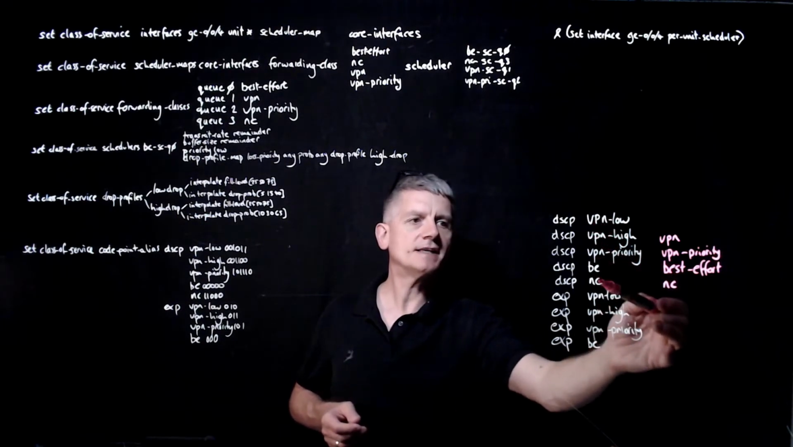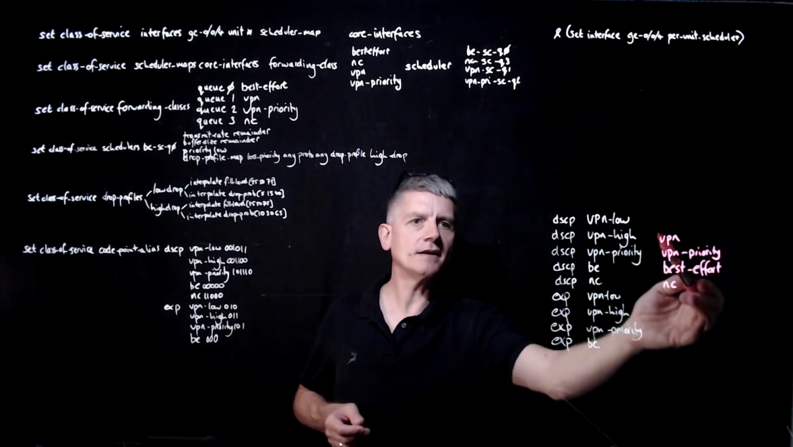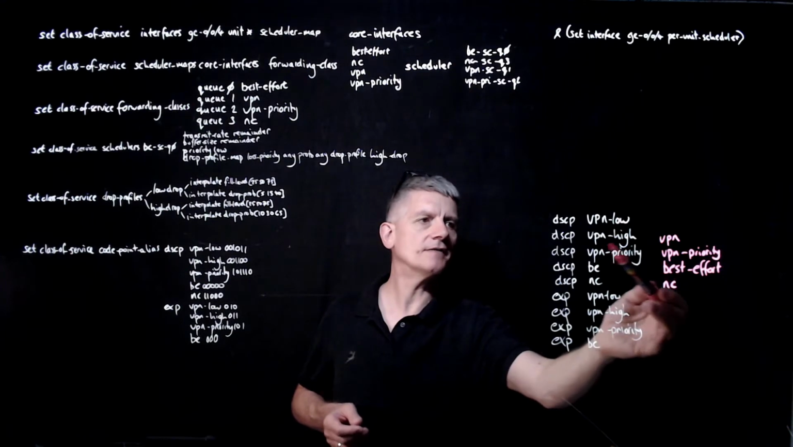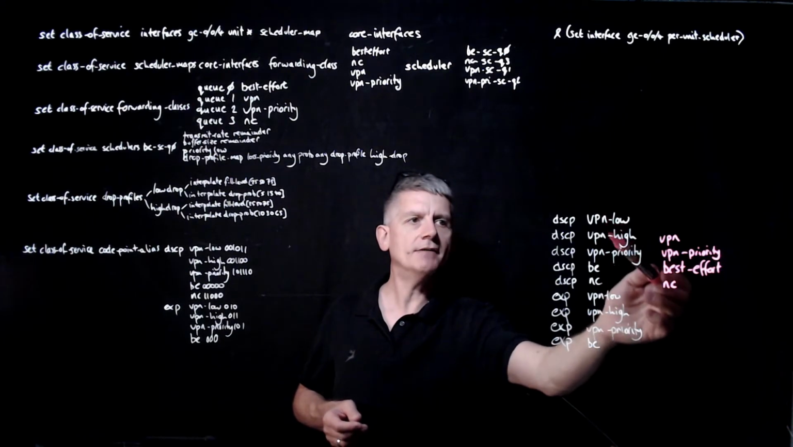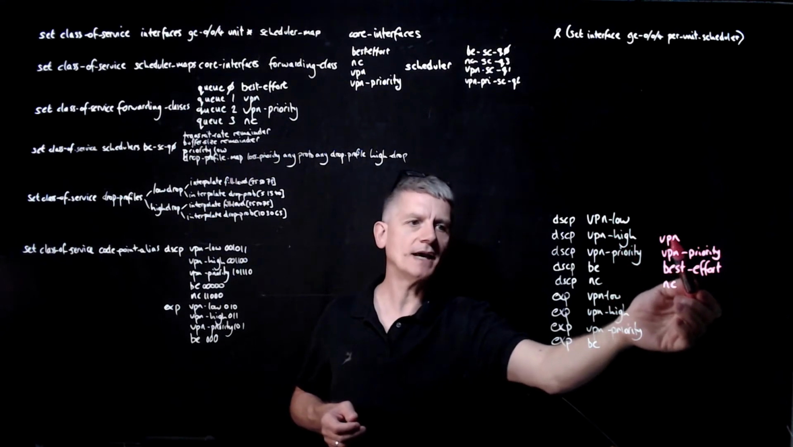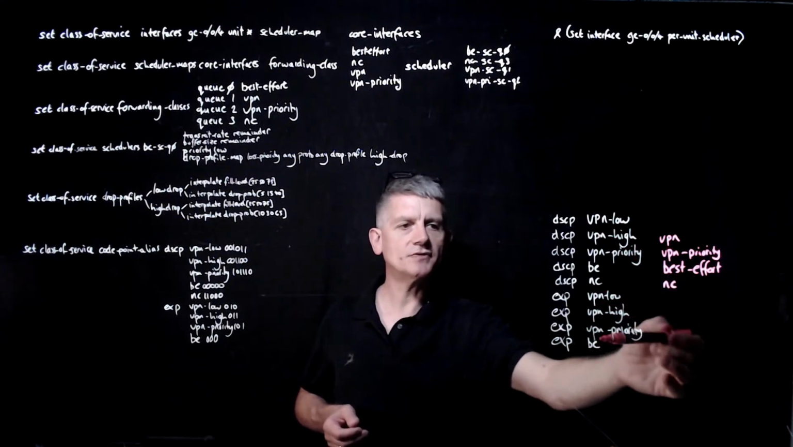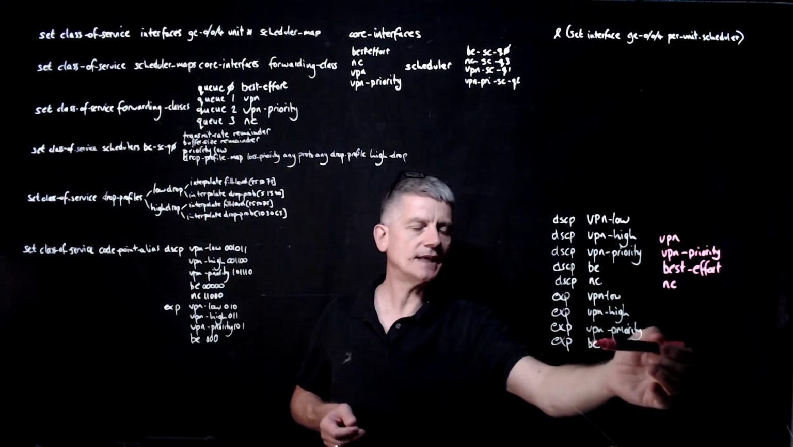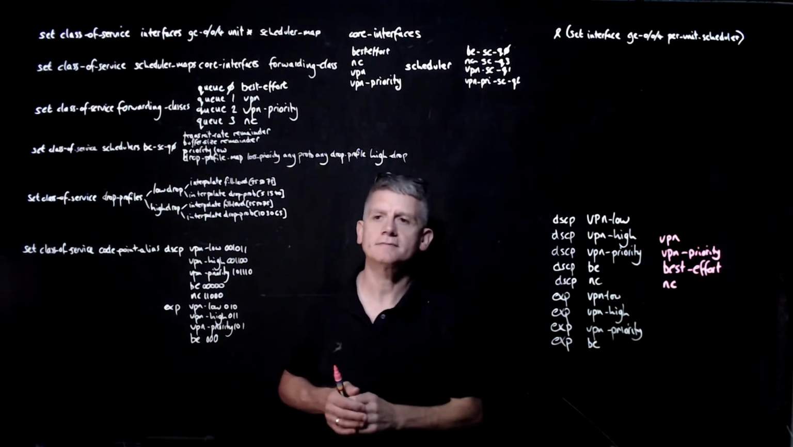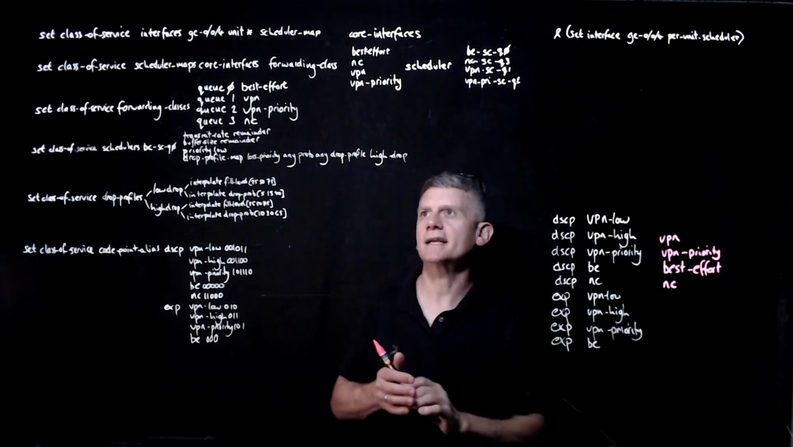We have 5 DSCP values and we have 4 forwarding classes, but it's pretty close. We have a network control, a best effort, a VPN priority, and then here on the DSCP we have 2 VPN values, and on the forwarding class we have 1. And a similar story with the EXP. We're just missing the network control, but we have the best effort here and the others. And so that's how it hangs together.